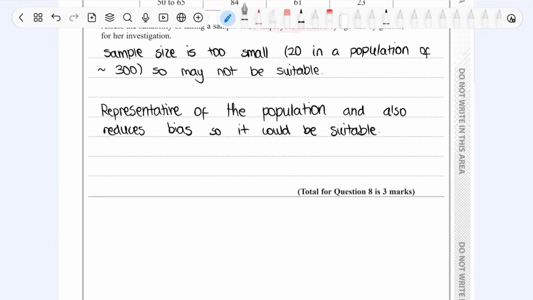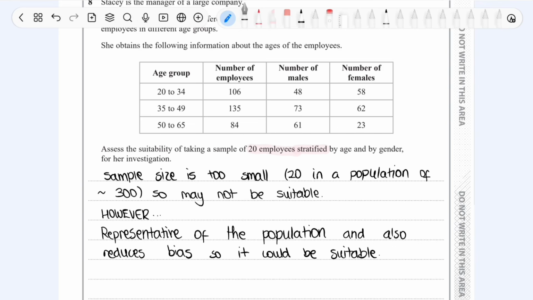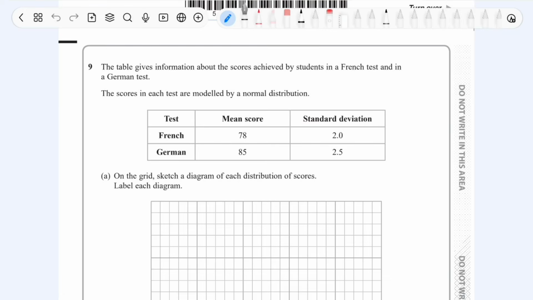Now if you like, you might want to add a connector just to make it smooth flowing. So you can see that there's 1 mark from the top and 2 marks from the bottom. If I check the mark scheme, what else does it say? You could say that it's not appropriate because you shouldn't stratify by the variable you're investigating, and here that is age, which is true. And it would be better if they stuck to 1, for example, just gender.